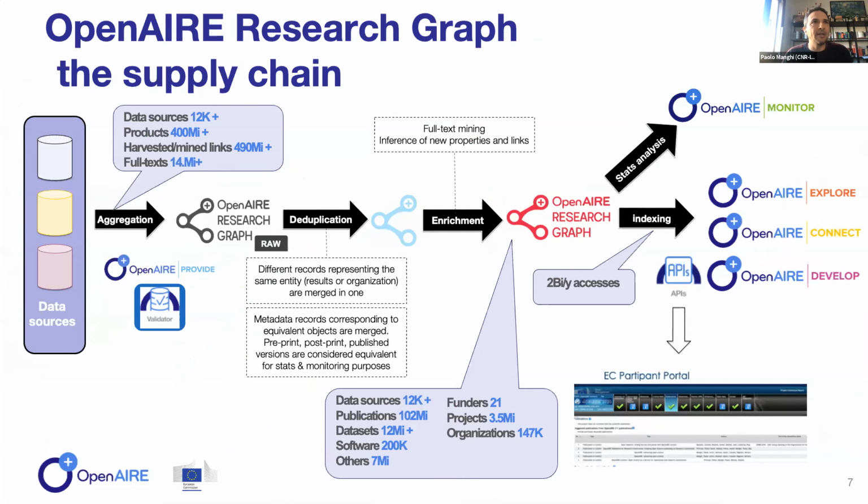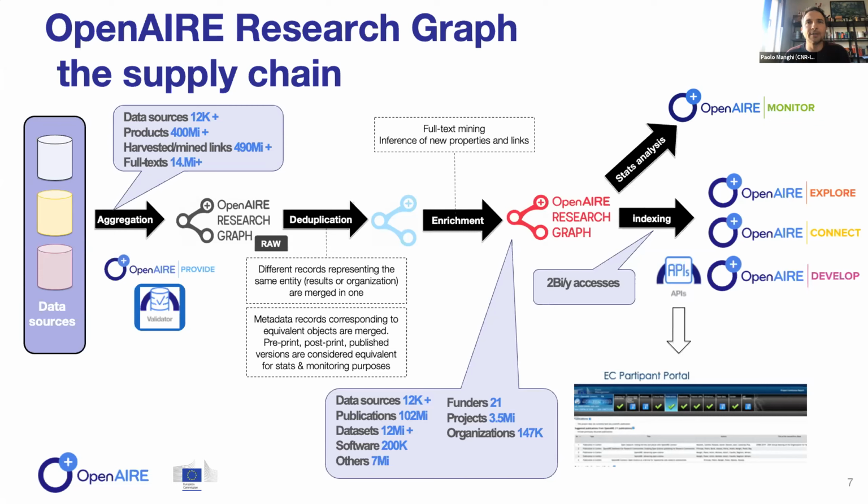Just to give you an idea, in the original gateway of aggregation, we collect from 12,000 sources about 400 million products. We harvest close to 1 billion directed links, which are part of the graph, and we collect 14 million PDFs, from which we extract the full text and we run mining to extract extra links, which are harvested or mined, as you can see there.